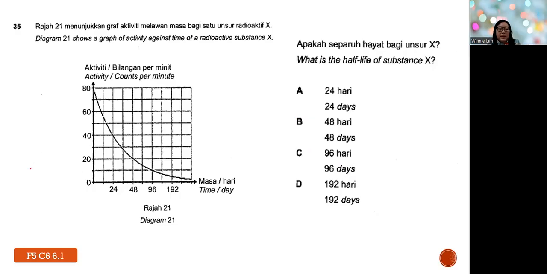35 is under nuclear physics already, on radioactive decay. So diagram 21 shows a graph of activity against time of a radioactive substance. What is the half-life of the substance X? So what is the initial activity? 80. So half of it is actually 40. So what you do, you just do interpolation. 40, draw a horizontal line, then go down. How many days? It is 24 days. Okay, so this is how you get the answer.